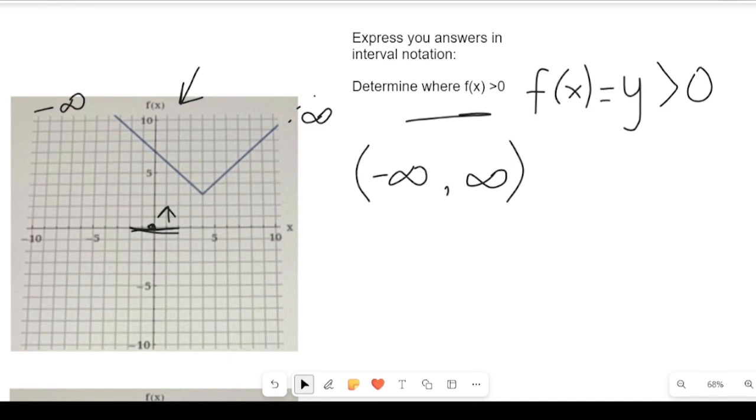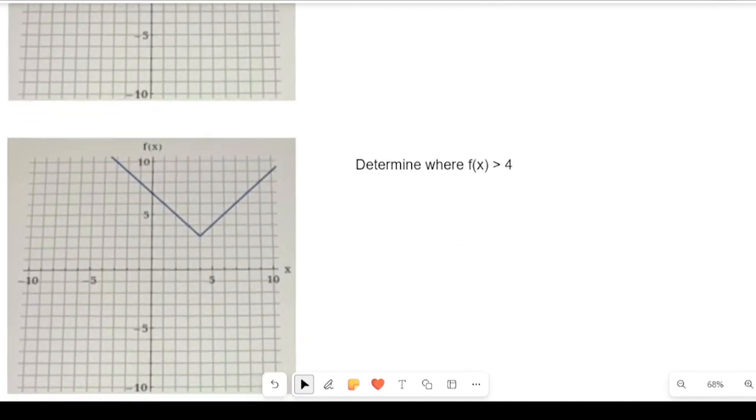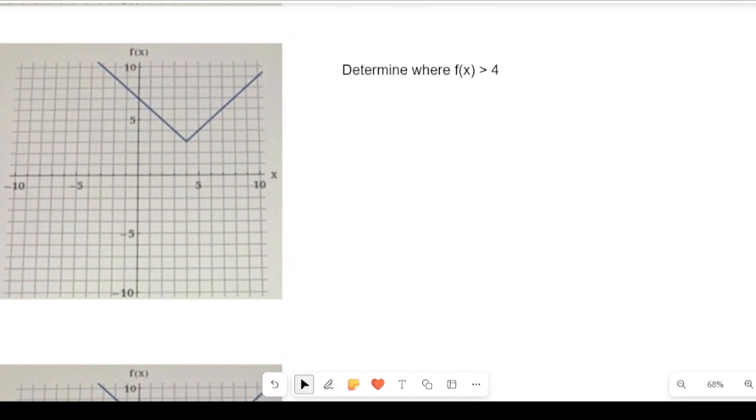Let's move on to the second example. Here, we need to find the x values when our y is greater than 4. Since y is the vertical axis, we're looking for the point where y is equal to 4. 1, 2, 3, 4. This is the point where y is equal to 4. So we're going to make a dotted line on this. So we're looking for the x values above this point.